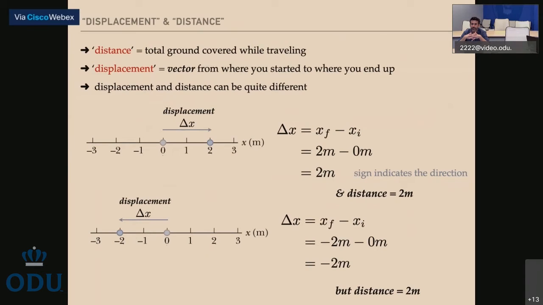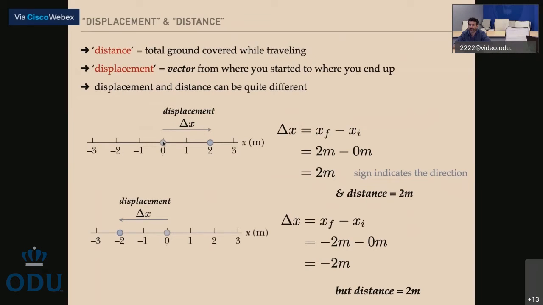And so distance and displacement are two concepts that are closely related, and their definitions sound very close to each other, but they're very different. So first, distance is the total ground that is covered while you move the object. So if the object travels around for some amount, then the distance would be the total ground that is covered during the time that the object was traveling. While displacement is a vector. So it points from where the object started to where the object ended up. And so although these sound very close to each other, they can in fact be quite different, okay?